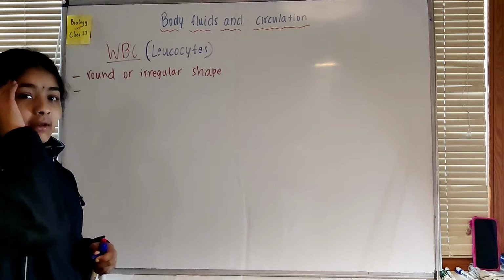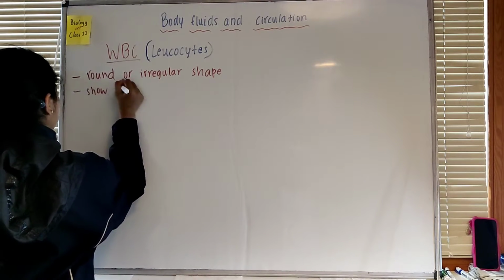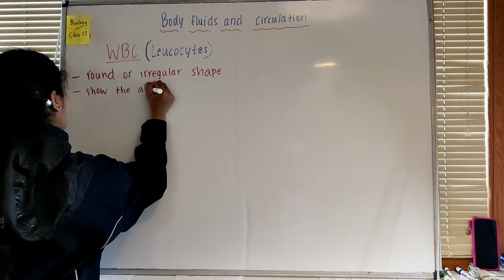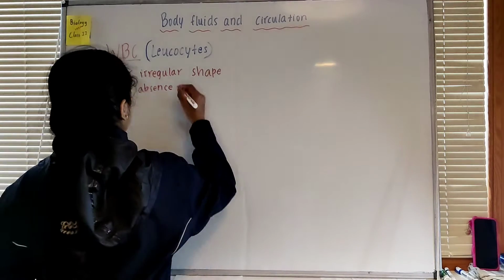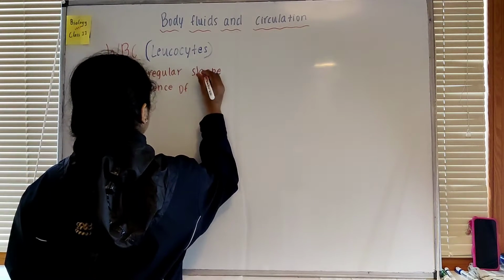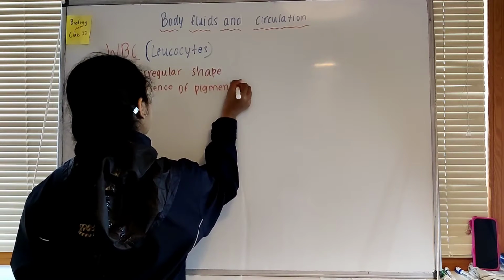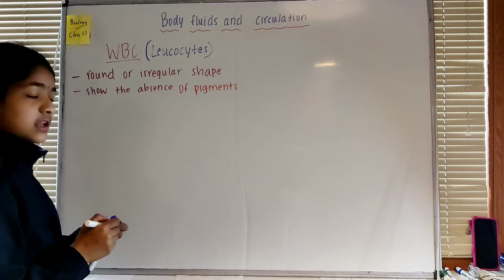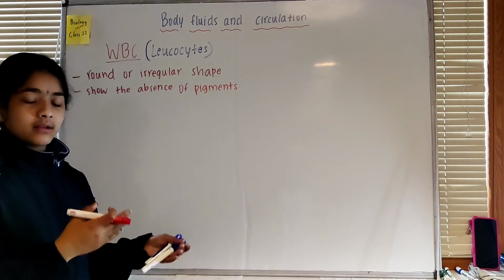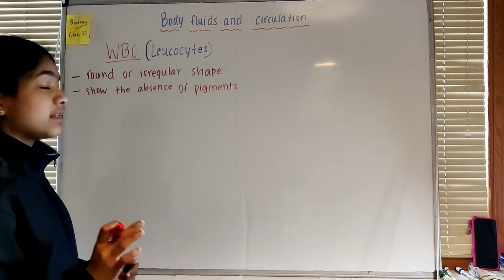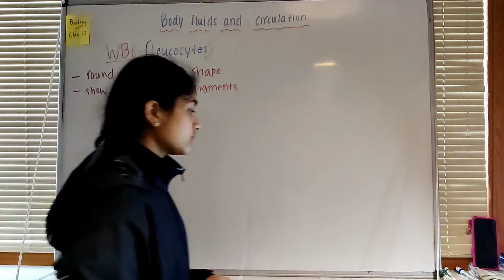And they are not pigmented. They show the absence of pigments. In red blood cells, we know that there is hemoglobin in it, but in WBCs there are no pigments. In case of the RBCs, they are red in color and biconcave in shape, but WBCs are colorless or white in color.